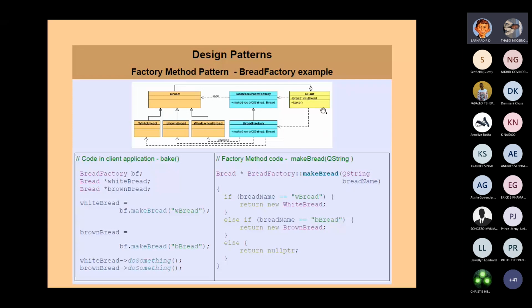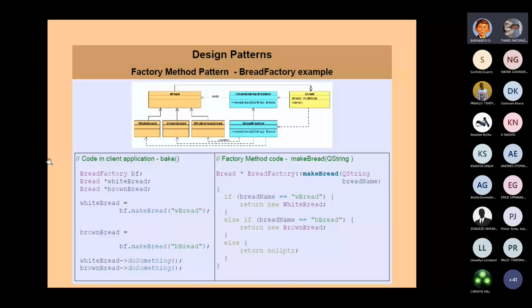What happens is the client calls the method from the factory, and it passes an argument which describes which types of concrete product you want, and the bread factory then instantiates that with new and returns a pointer to one of the concrete classes.